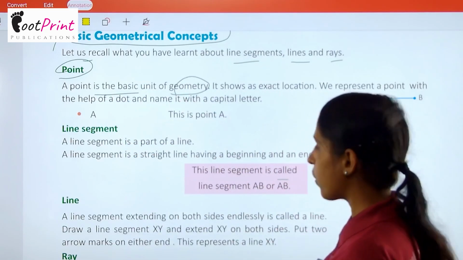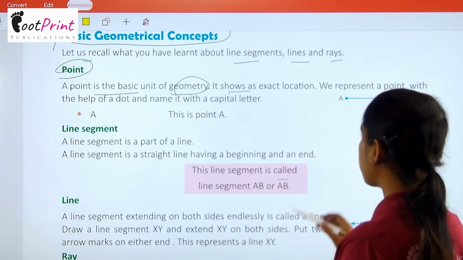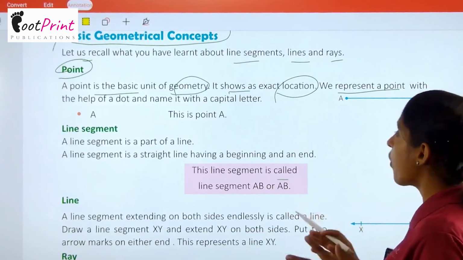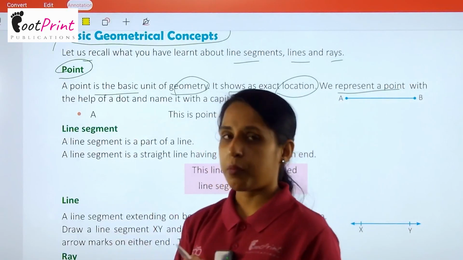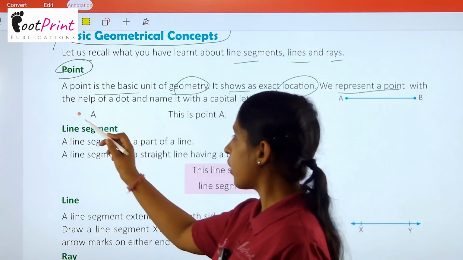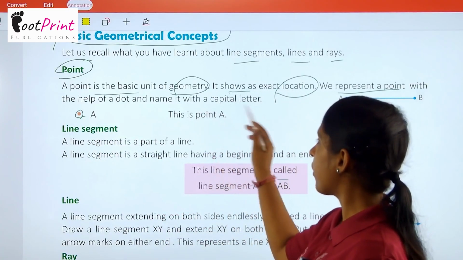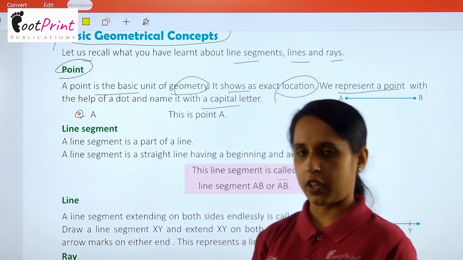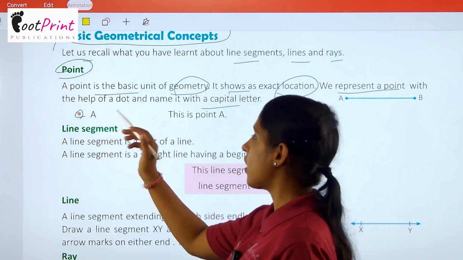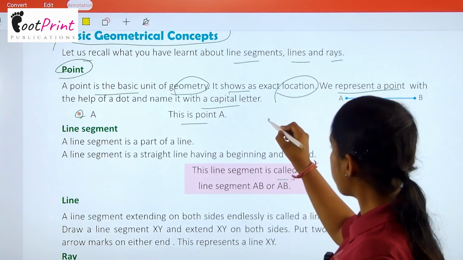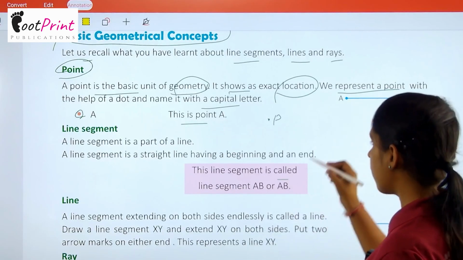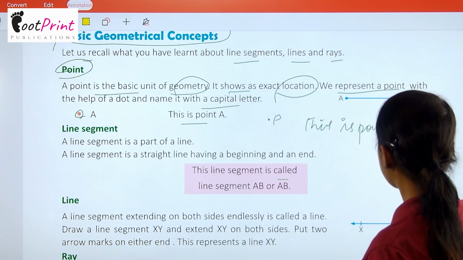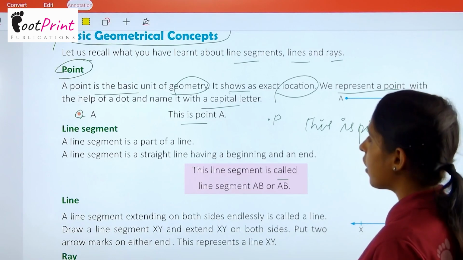Geometry की basic unit होता है. It shows an exact location. तो point किसको दिखाता है? Exact location को दिखाता है. We represent a point with the help of a dot. अगर हमें point को represent करना है, दिखाना है तो किससे? एक dot की help से दिखाएंगे. And name it with a capital letter. और इसकी naming जो करेंगे हम, कोई भी capital letter जो alphabet में होते हैं उनसे इसको दिखाएंगे. जैसे लिखा है this is point A और मैंने लिखा ये point, यहाँ लिखा P, capital letter. So this is point P.